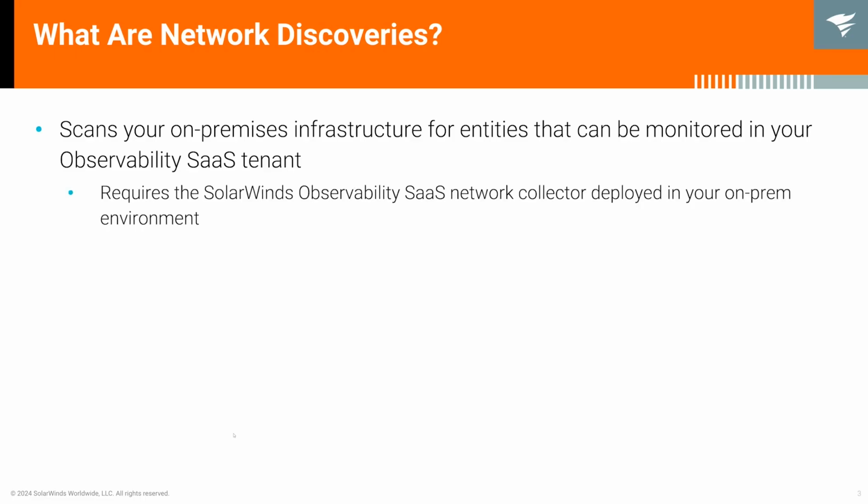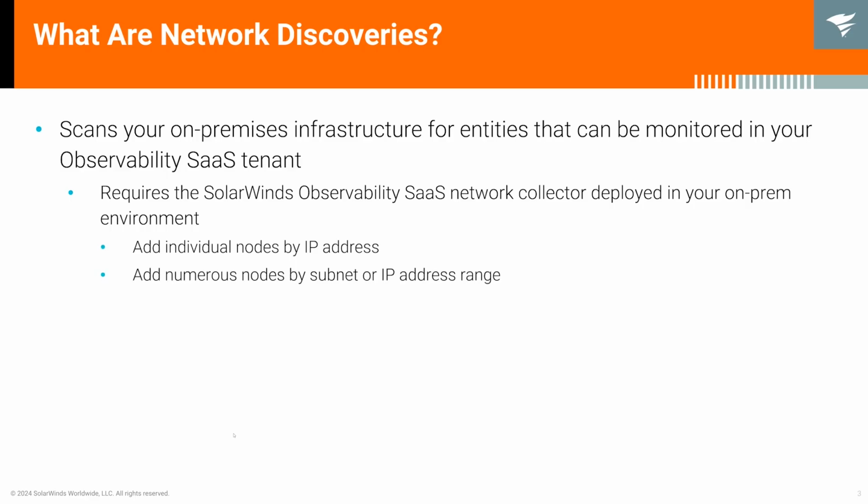Network discoveries require that the SolarWinds Observability SaaS network collector be deployed in your infrastructure environment to poll the supported entities. Entities to monitor can be added by adding individual nodes by IP address. You can also add nodes and their entities by scanning subnets or a range of IP addresses. The scan will look for all supported entities on the node, such as volumes and interfaces, that can be monitored.